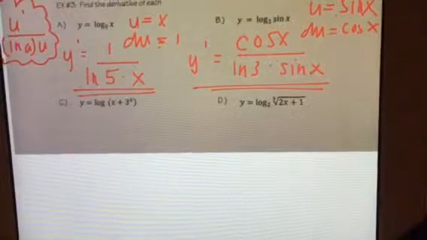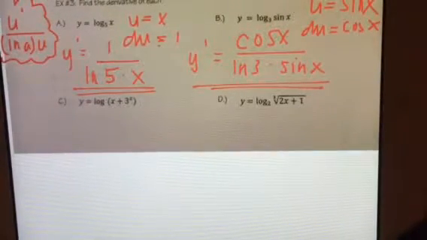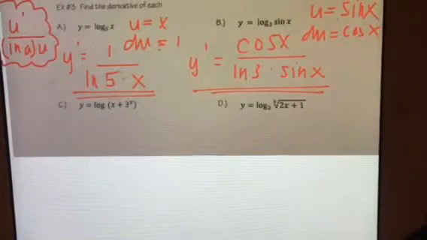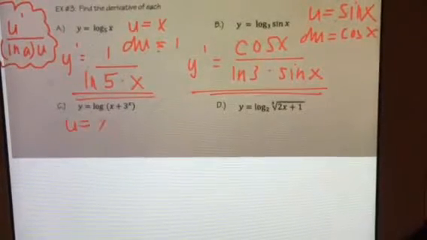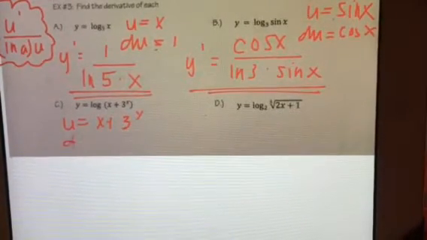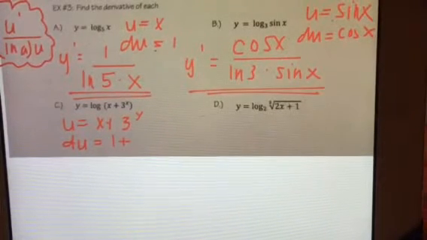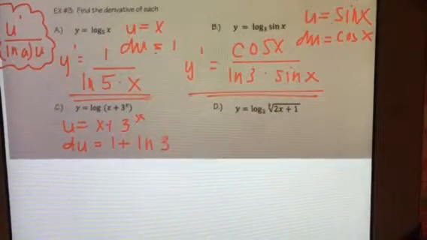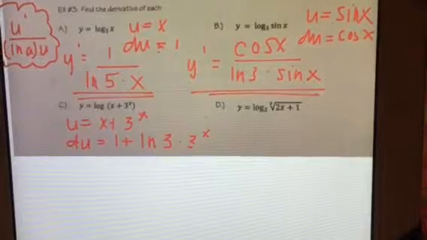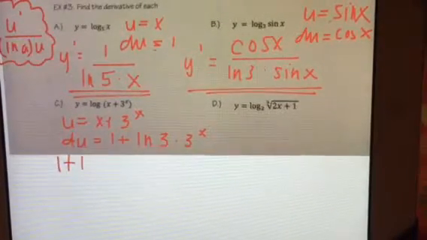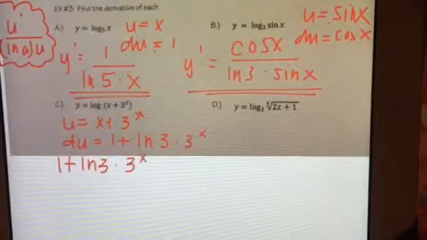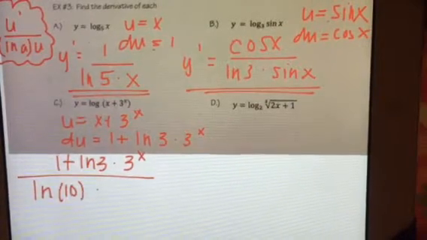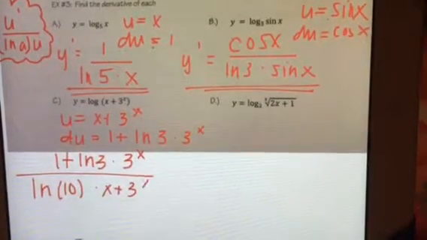For this one, we don't have a value of a. However, when you're not given a value for a, common logs are base of 10. So here, our u is x plus 3 to the x. The derivative of this would be 1 plus, using our previous example, ln of 3 times our function. So then we have 1 plus ln of 3 times our function over ln of 10 times x plus 3 to the x.